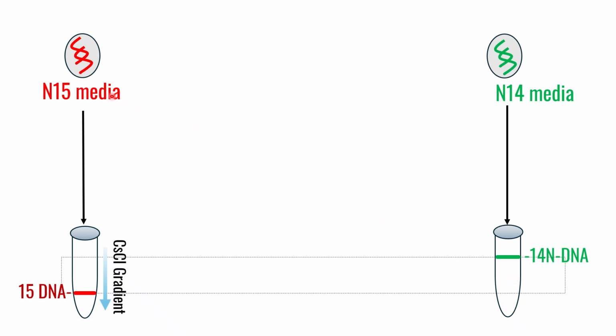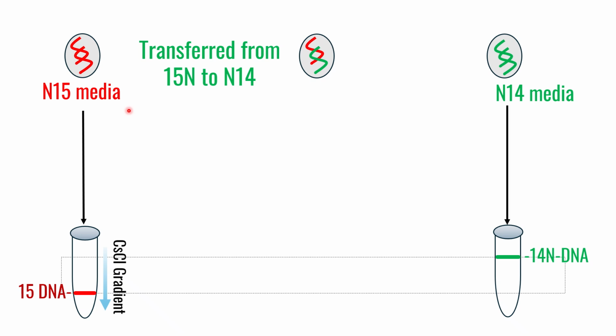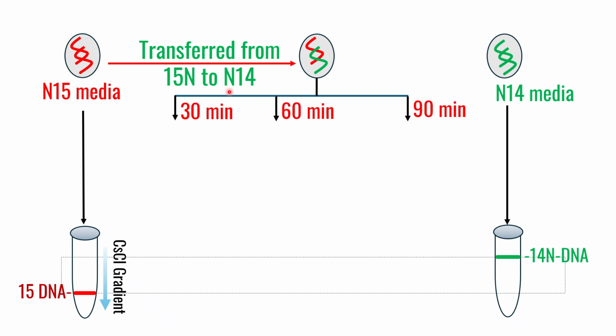Now the bacteria which were grown for several generations in presence of heavy isotopes N15 were transferred to new growth medium containing only N14 or lighter source of nitrogen, and aliquots of culture were taken out at first generation or 30 minutes, second generation or 60 minutes, third generation or 90 minutes.